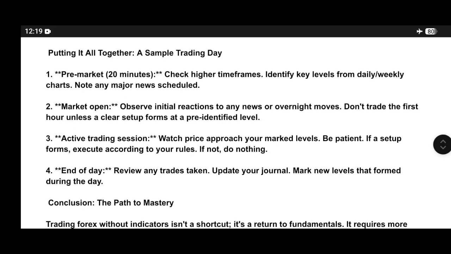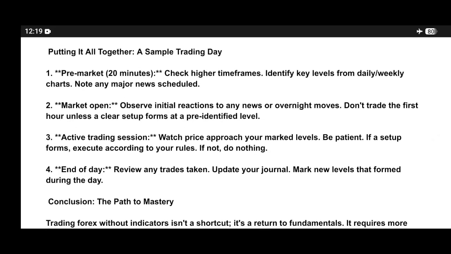Number two, market open. Observe the initial reaction to any news or overnight move. Are you getting me? Don't trade the first hour unless a clear setup forms at a predefined level.